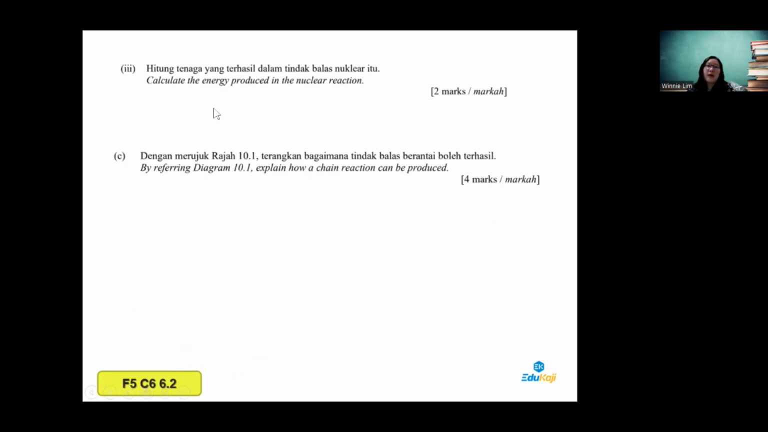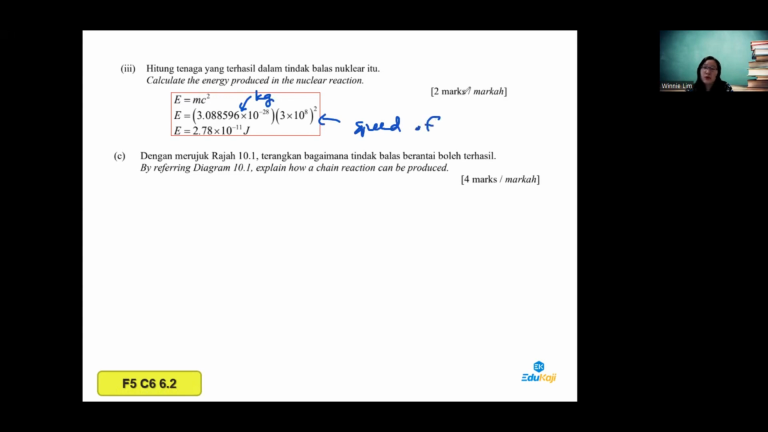Then next, how do you calculate the energy produced? You're going to use E equals mc squared, or Einstein's equation, and then you substitute accordingly. Again, bear in mind when you substitute the values into this equation, mass must always be in kg. c is the speed of light, which is 3 times 10 power 8. By right, they're supposed to give you in the formula list again. You search; all these constants, no need to memorize, they will give them.